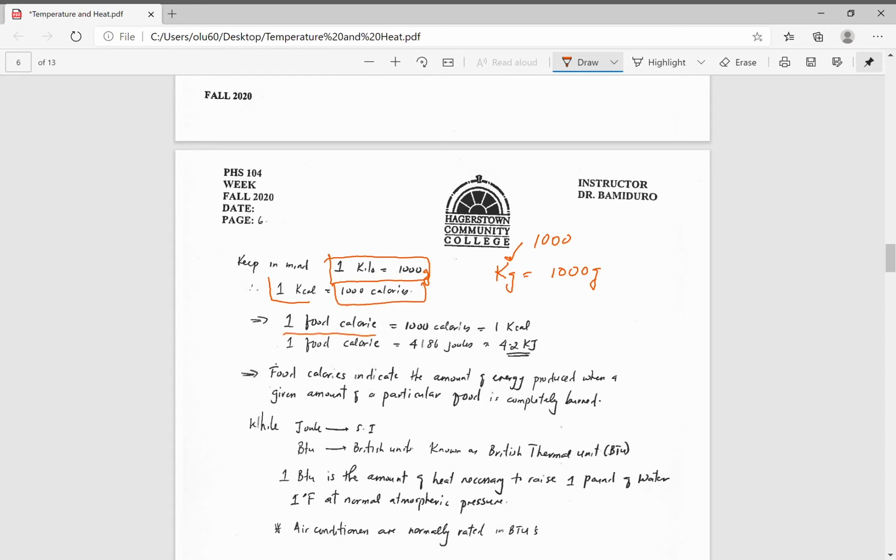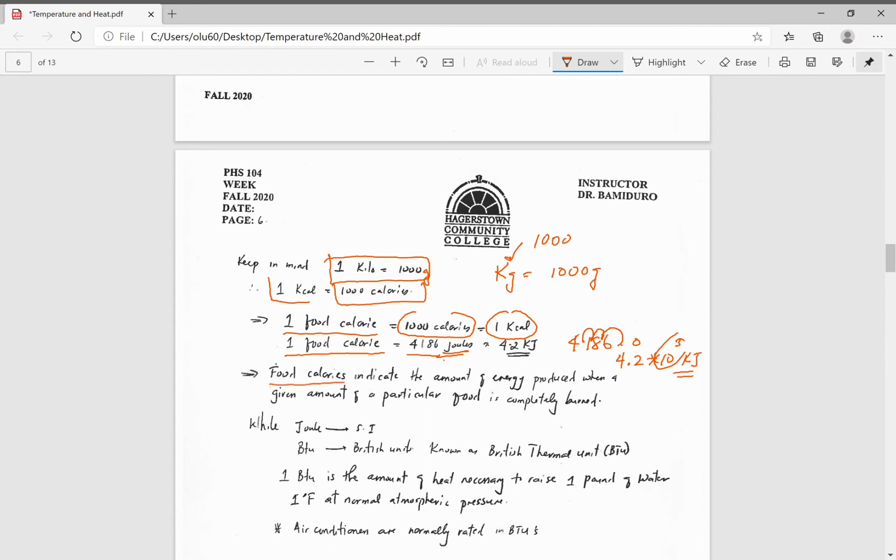So one food calorie is equivalent to 1,000 calories, which is equivalent to 1 kilocal. One food calorie equals 4,186 joules, right? Which is equivalent to 4.2 kilojoules. Again, we have 4,186, and I can move the decimal place 1, 2, 3, so it makes it 4.2 times 10 to the third. But I have to account for this third, so I put a K and let them know that it's kilojoules. Okay.